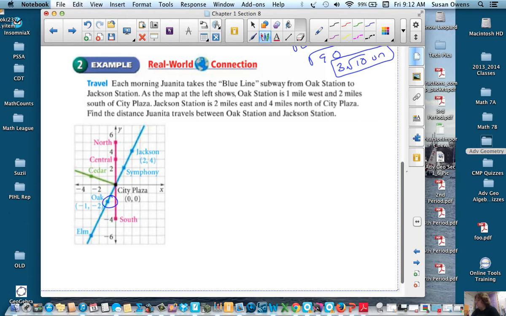So here's Oak, here's Jackson. So all I'm going to do is look at the coordinates. So I'm going from negative 1, negative 2, and I'm going to 2, 4. So the difference between my x's is 3. The difference between my y's is 6.